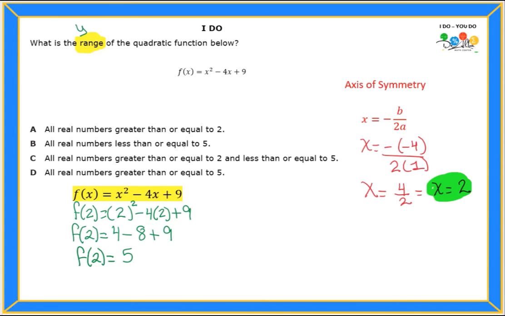So what does that mean? Well, it means that my vertex has coordinates of 2 and 5. Now, what do you notice about the function? Is it a positive or a negative function? It's positive, right? So if it's positive, I know for sure it's going to look like a U. Keep that in mind because that's very important, so that I don't need to go and actually find points.